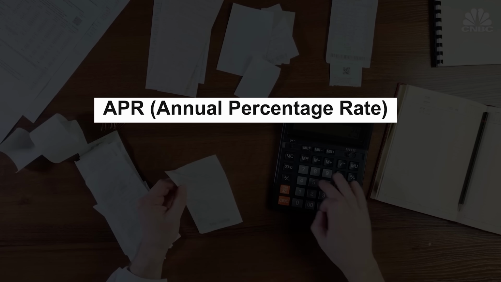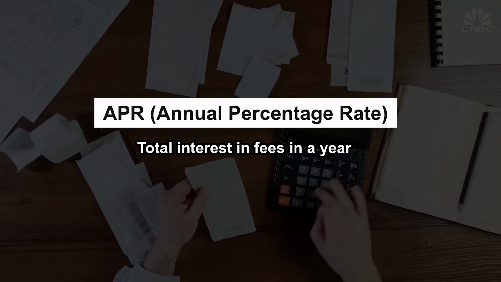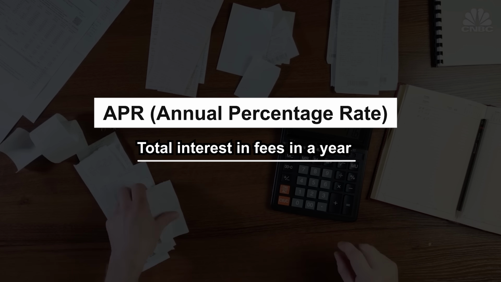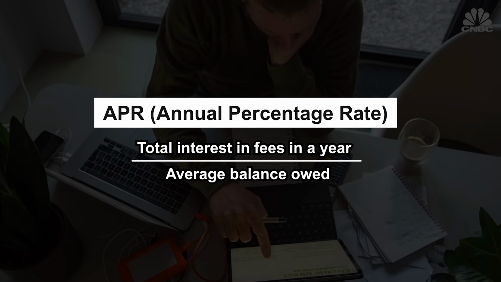I've been using interest rate a few times now. The interest rate when it comes to loans is generally described as an APR, annual percentage rate. It's the total interest and fees in a year divided by an average balance owed. And you'll see this number everywhere. It is a standardized way for you to be able to compare between different loans that you're taking.